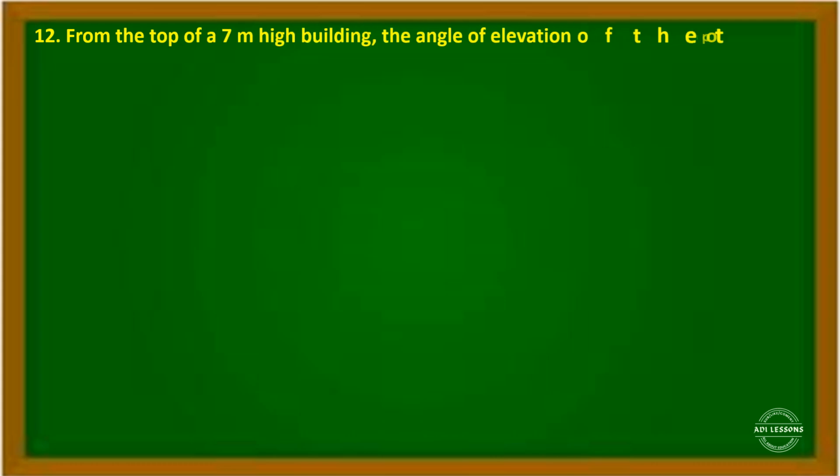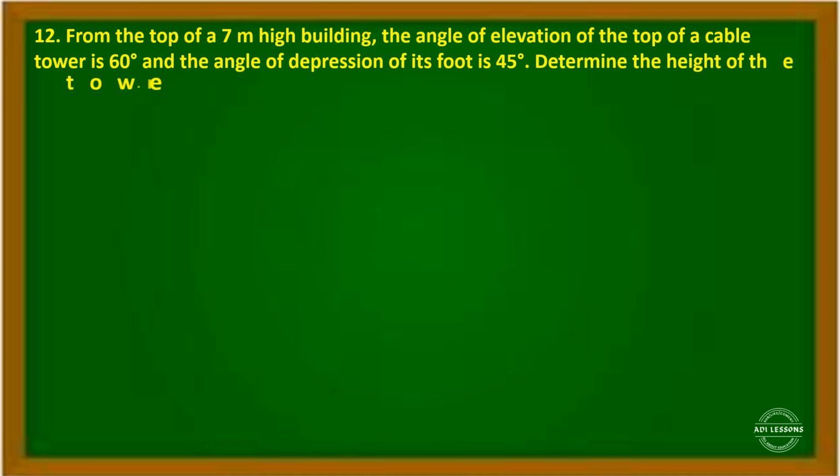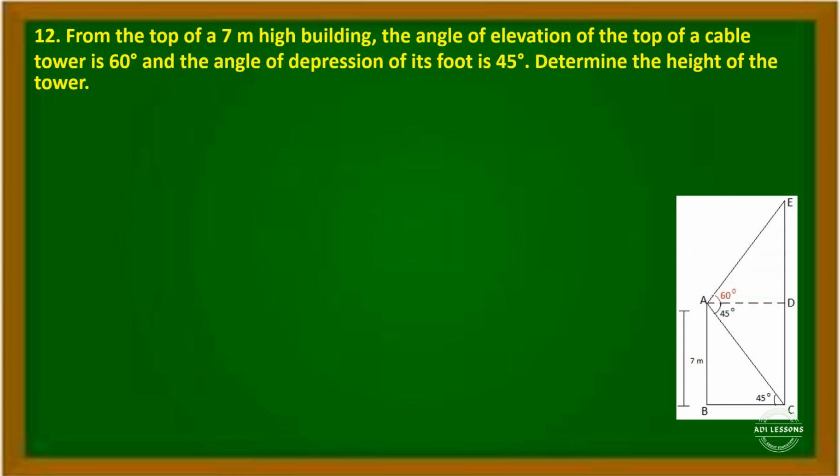Twelfth question. From the top of a 7 meter height building, the angle of elevation of the top of a cable tower is 60 degrees and the angle of depression of its foot is 45 degrees. Determine the height of the tower. Yes, this is the required picture.